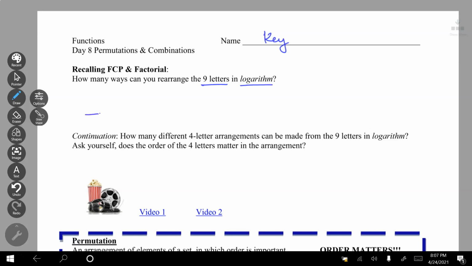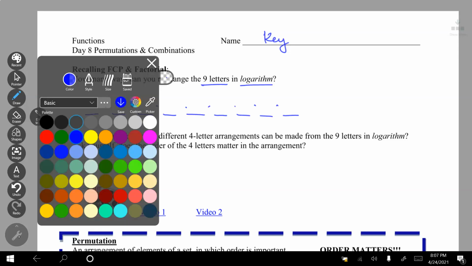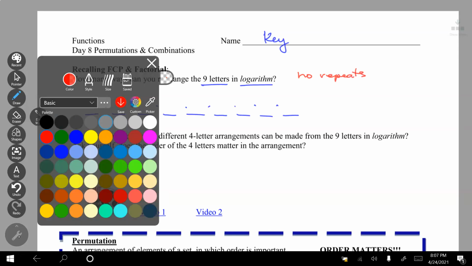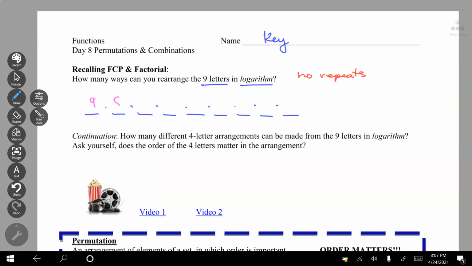Well, I could do the FCP: 9, 8, 7, 6, 5, 4, 3, 2, 1. No repeats definitely help. So this would be 9 times 8 times 7 times 6, 5, 4, 3, 2, 1, which is 9 factorial, which is this big number, 362,880 ways that I can do it.